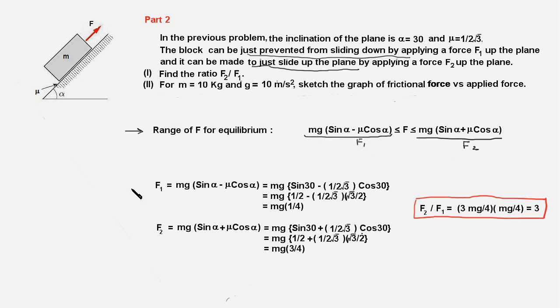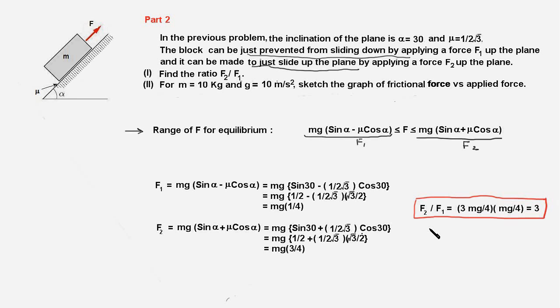So we can calculate the value of F1 using this formula, and plugging in the value of alpha equal to 30 and mu equal to 1 upon 2 root 3, we get F1 equal to mg times 1 upon 4, and similarly F2 would turn out to be mg times 3 upon 4. So the ratio F2 to F1 would work out to 3. So as we see, the range of the applied force in which the block would be at rest is fairly wide.